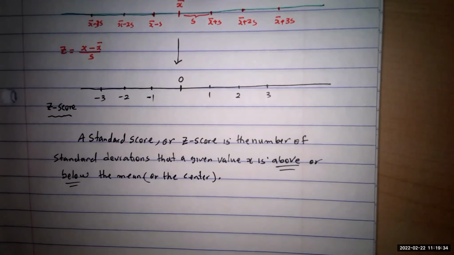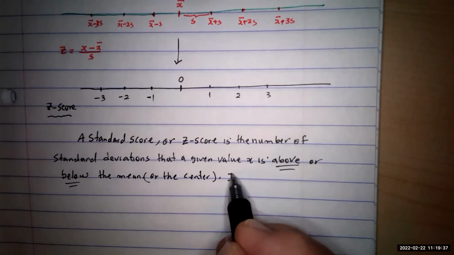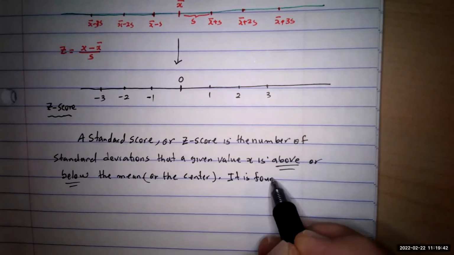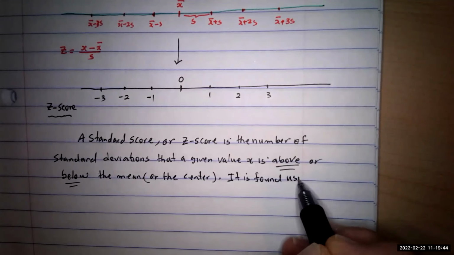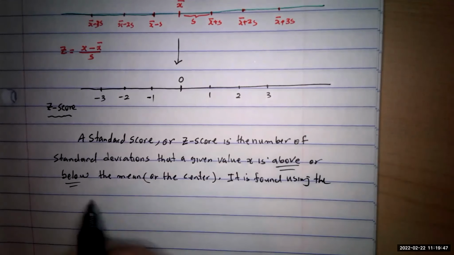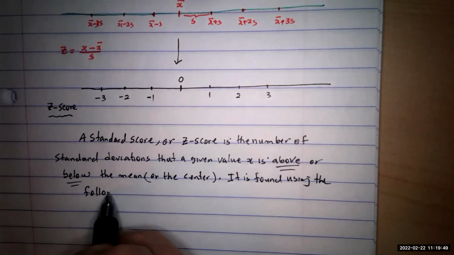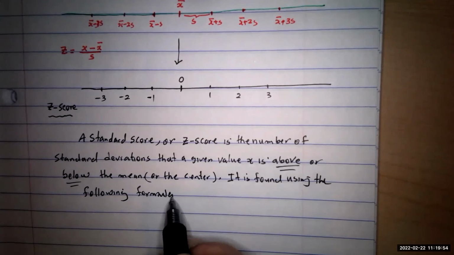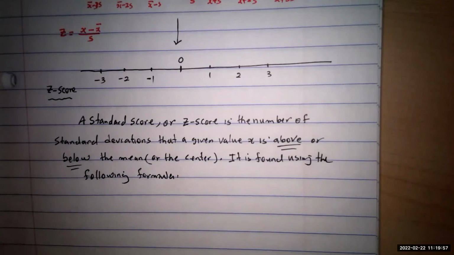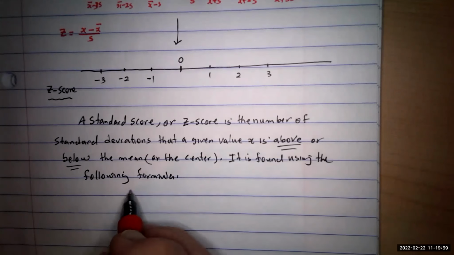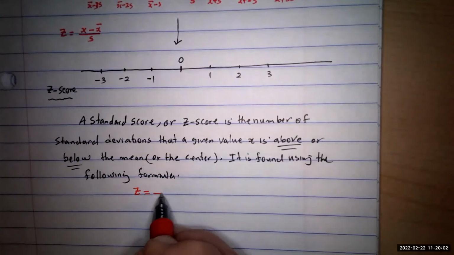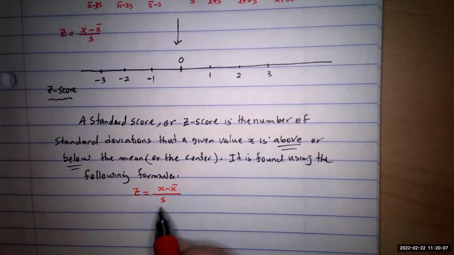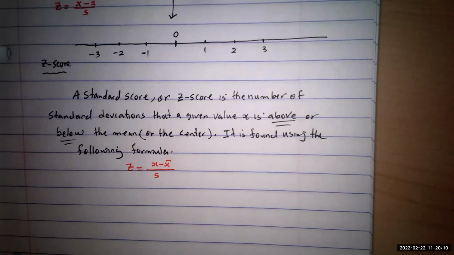Okay, so it is found or computed using the following formula. The most popular formula in this course. Just make sure you get it right, and we are going to use it over and over and over in this course. Z equals X minus X bar divided by S. This is S, the sample standard deviation.